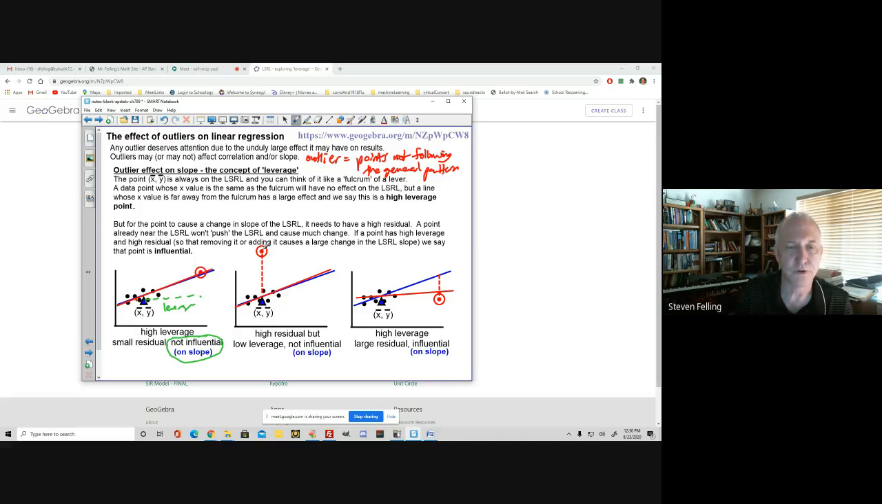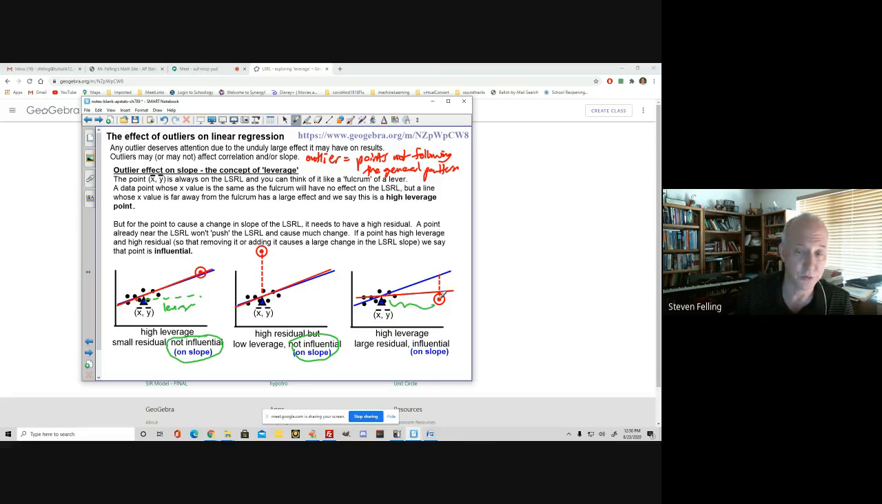Okay, this data point over here has a high residual. It's definitely an outlier. It's not following the trend, but because it's right near the centroid, it has very little influence on the slope, right? Because it doesn't have enough lever arm. It doesn't have enough leverage, right? It will have some effect on the y-intercept, but not a huge effect unless there's a very small number of points. Okay, but a point out here that has high leverage, right?